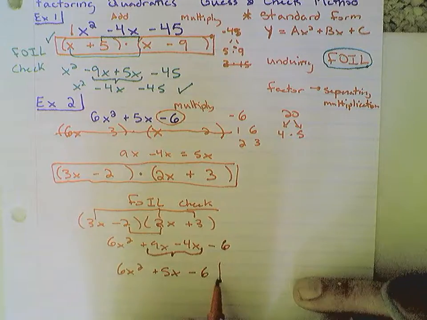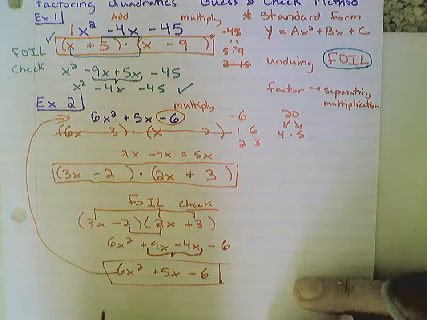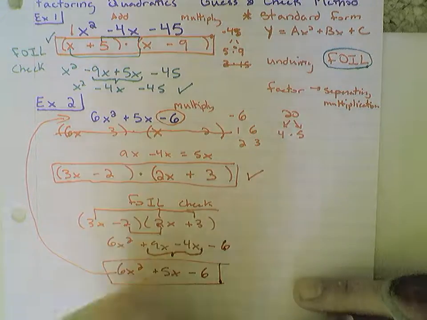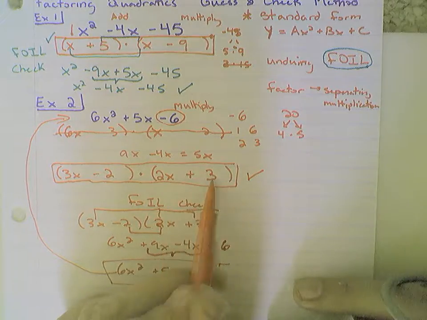You'll notice that that is my original equation, so that means that this factored form, 3x minus 2 times 2x plus 3, does work.